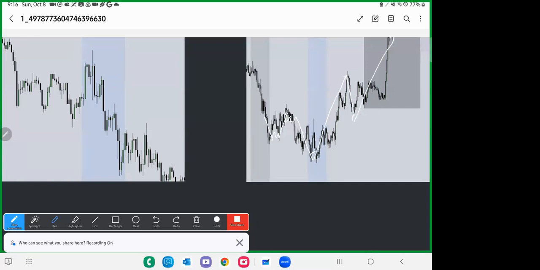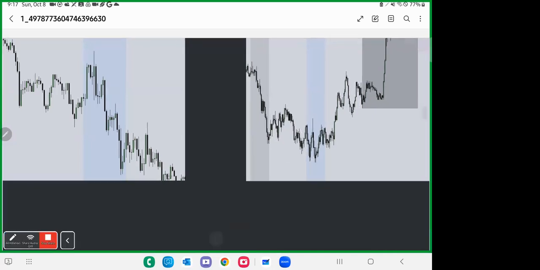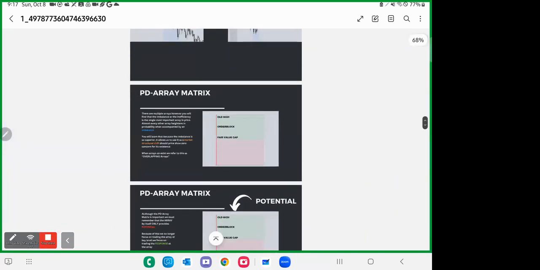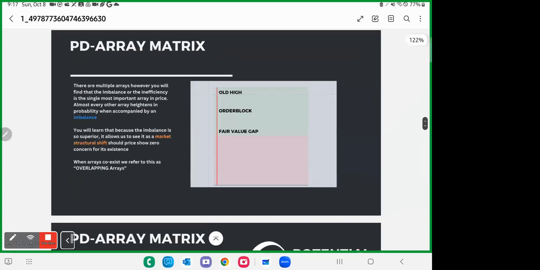Because time frame does not matter, all right? That understanding of engineer, neutralize, distribute, rebalance, redistribute, you can see that within every discipline within this entire market. All right, so now the PD array matrix.